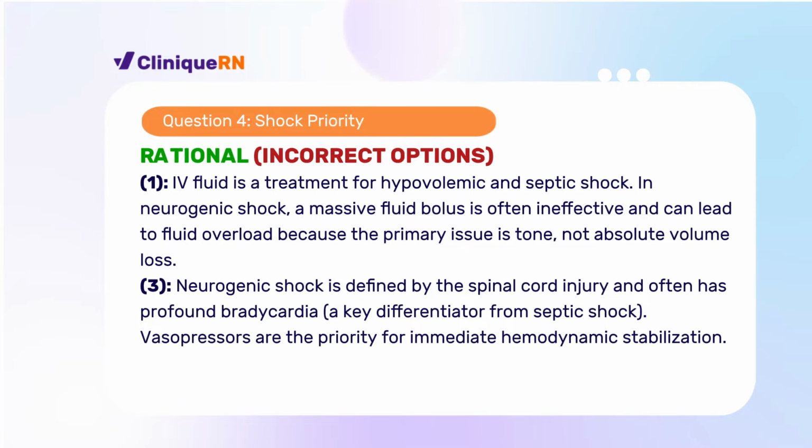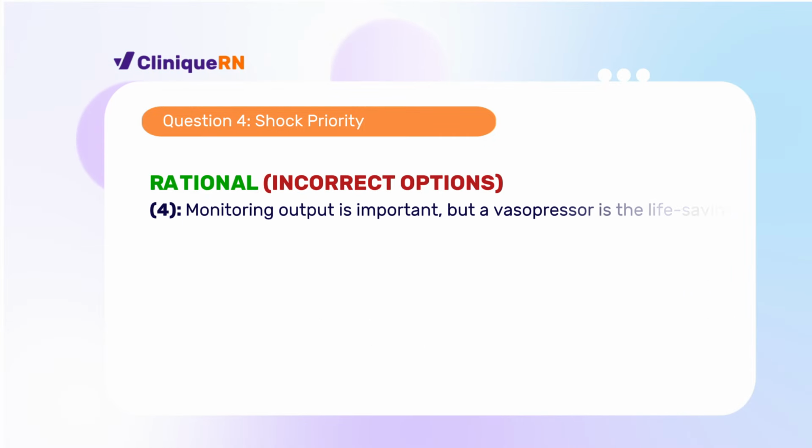In neurogenic shock, a massive fluid bolus is often ineffective and can lead to fluid overload because the primary issue is tone, not absolute volume loss. 3. Neurogenic shock is defined by the spinal cord injury and often has profound bradycardia, a key differentiator from septic shock. Vasopressors are the priority for immediate hemodynamic stabilization. 4. Monitoring output is important, but a vasopressor is the life-saving intervention.